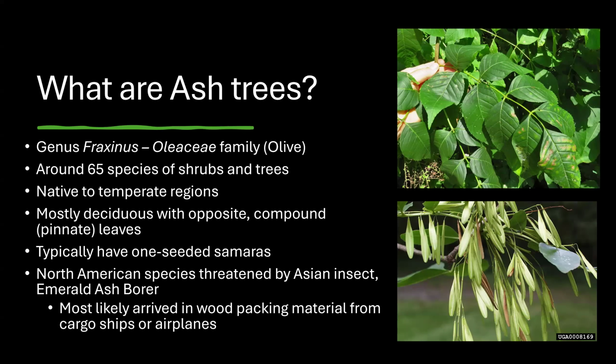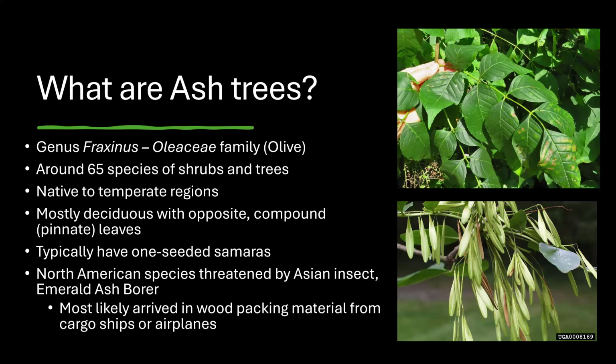I always like to begin my talks by doing a deep dive into the genus and the family. So let's talk about what ash trees are in general, what defines an ash tree. Specifically, the ashes we are talking about are in the genus Fraxinus, which is in the olive family. So if you see similar characteristics with these trees and other members of the olive family, that's because they are related.